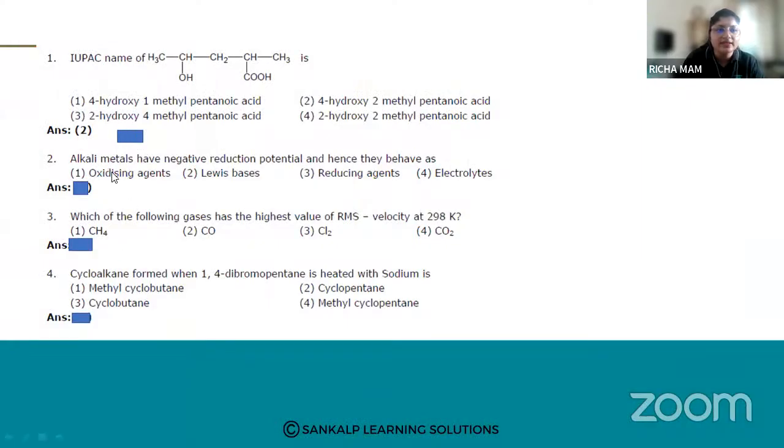The next one is: alkali metals have negative reduction potential and hence they behave as.